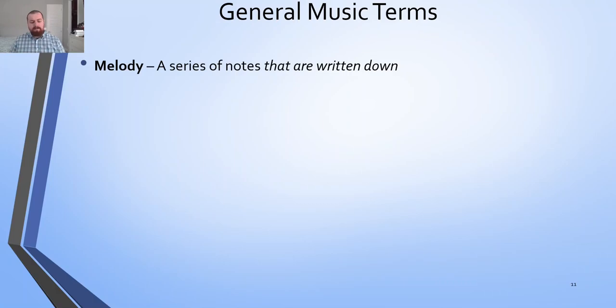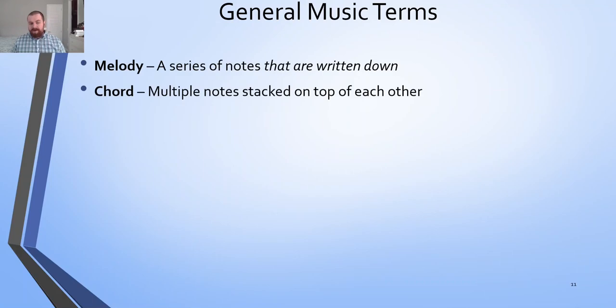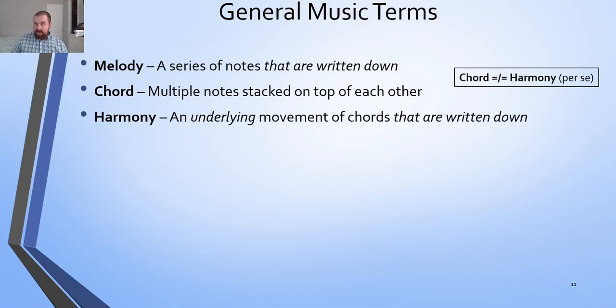Now, a chord is when you have multiple notes stacked on top of each other. So a note could be a single pitch. A chord is if you play two or three notes at the same time, for instance. That is a chord. This is slightly different. It's related to, but different than what we think of as harmony.